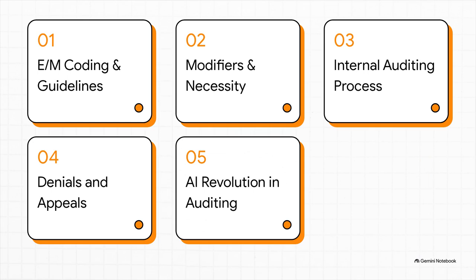Here's our roadmap for today. First, EM coding and guidelines. Second, mastering modifiers and necessity. Third, the internal auditing process. Fourth, managing denials and appeals. And fifth, the AI revolution in auditing.